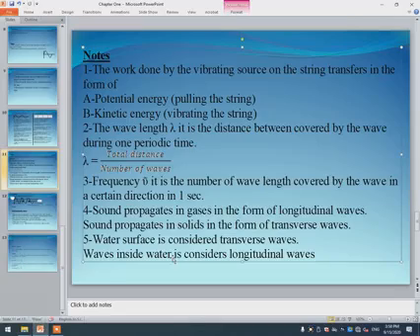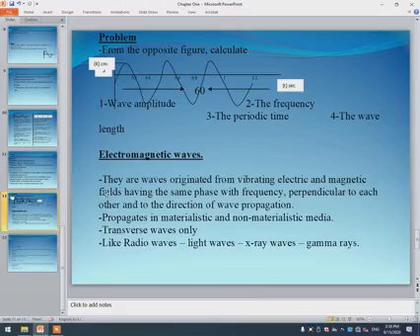This means the angle will be 0, so these waves are called longitudinal waves. These notes are very important. Now let us discuss together this question.